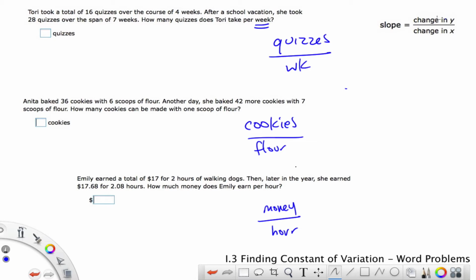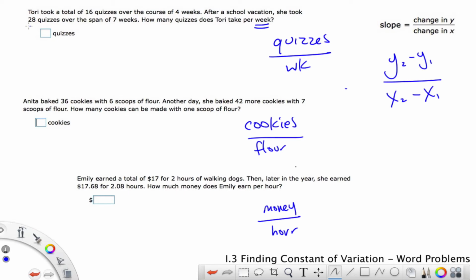So going back to this first question, we have quizzes per week. So quizzes will be our y. So we have to say, well, how many quizzes do we have? Well, she took 16 quizzes over the course of 4 weeks. And then after school vacation, she took 28 quizzes over the span of 7 weeks. So again, this is our second one. So this is, again, y2 minus y1 over x2 minus x1. This is really a slope problem, but in word form.